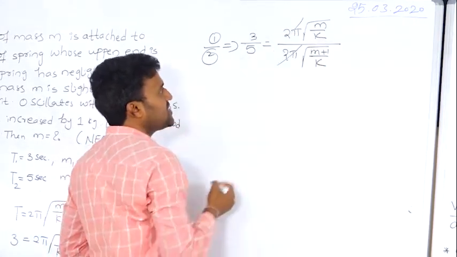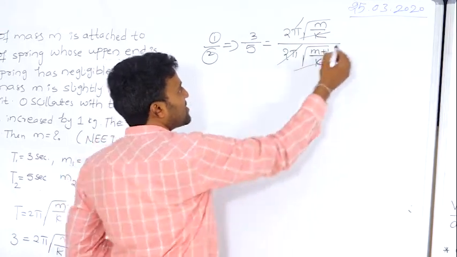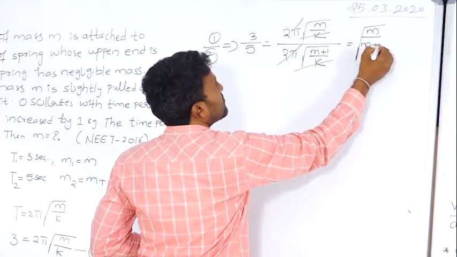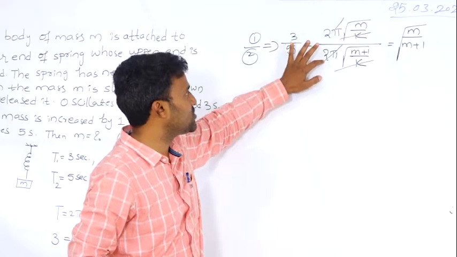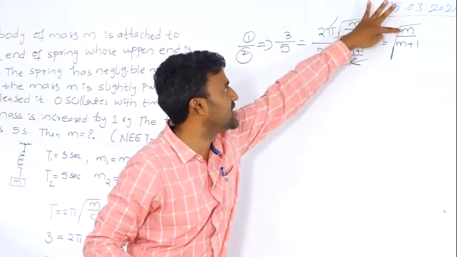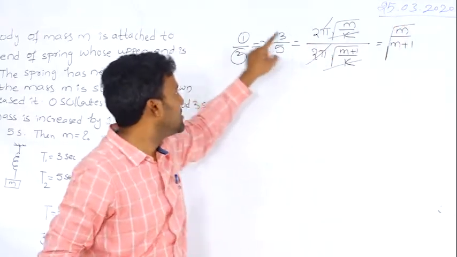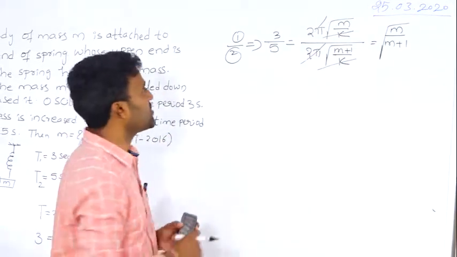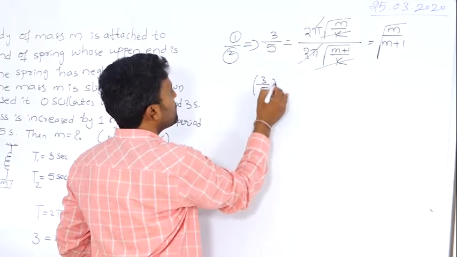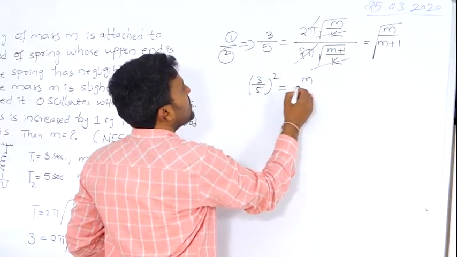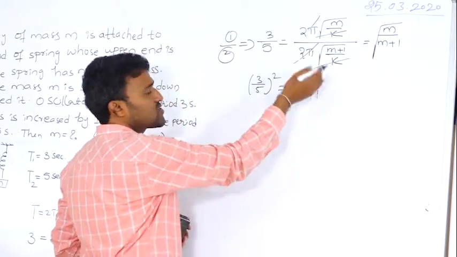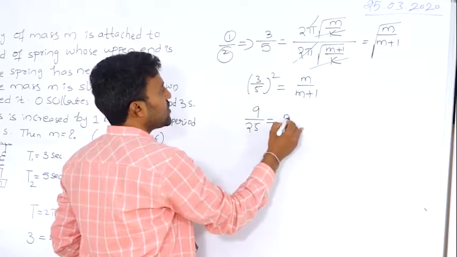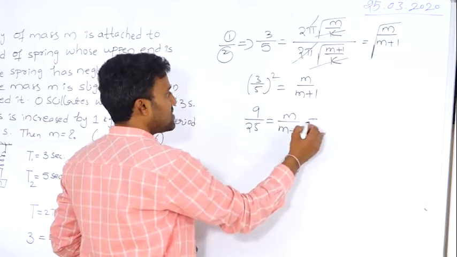Here 2 pi gets cancelled, root k gets cancelled. What is remaining here? Under root of, total root I am writing, m divided by m plus 1. Here root m is remaining and here root m plus 1 is remaining, equal to 3 by 5. To remove the root, just square on both sides. Squaring on both sides, we can write 3 divided by 5 whole square is equal to m by m plus 1. So here square and root get cancelled. We can write this equation as 9 divided by 25 is equal to m divided by m plus 1. Then do cross product.